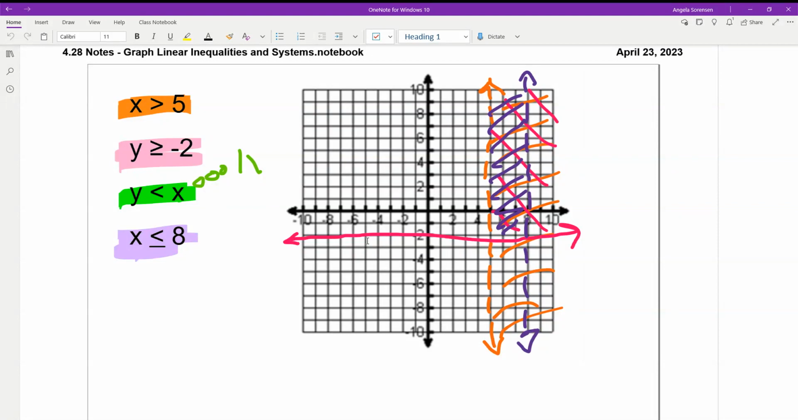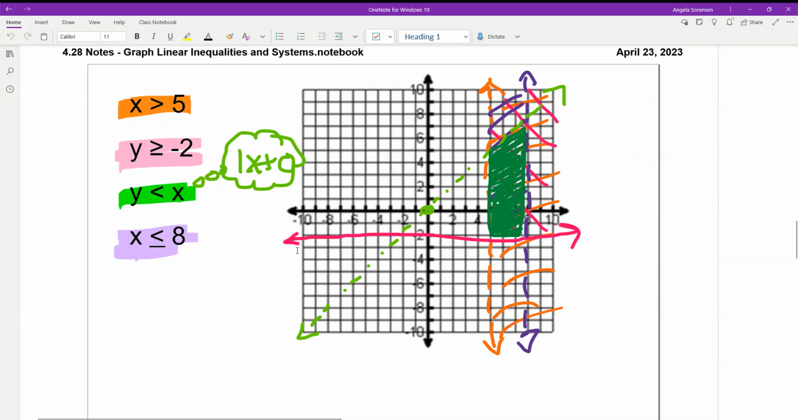And it's y is less than x. So am I going to shade above or below that line? Below. So now I can tell that my solutions are going to be in this box right here. So kind of like a bar graph. It's like one bar, but kind of. Questions there?